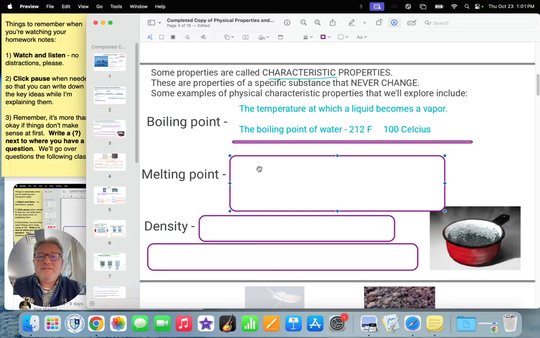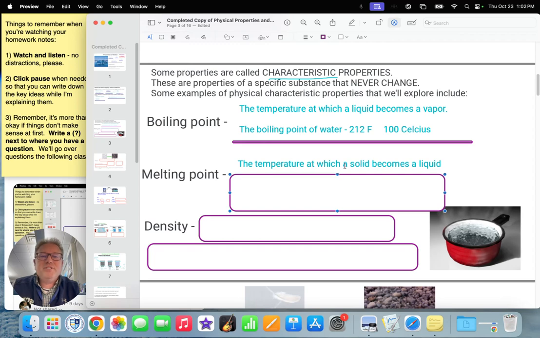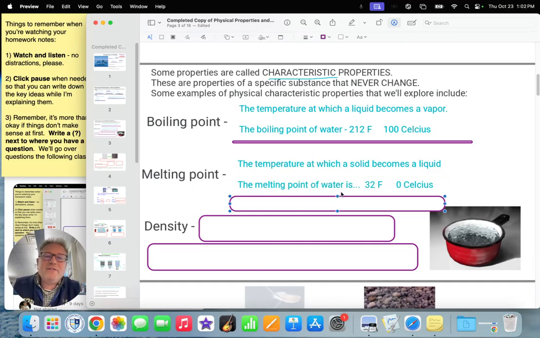You could also have the melting point. This is also a very specific characteristic property. The melting point is the temperature at which a solid becomes a liquid, the temperature at which something starts to melt. And we know that for water, the melting point is 32 degrees Fahrenheit. Fahrenheit we use in this country, but in science we have to use Celsius. Thankfully, we have a nice number to remember. It's 0 degrees Celsius.